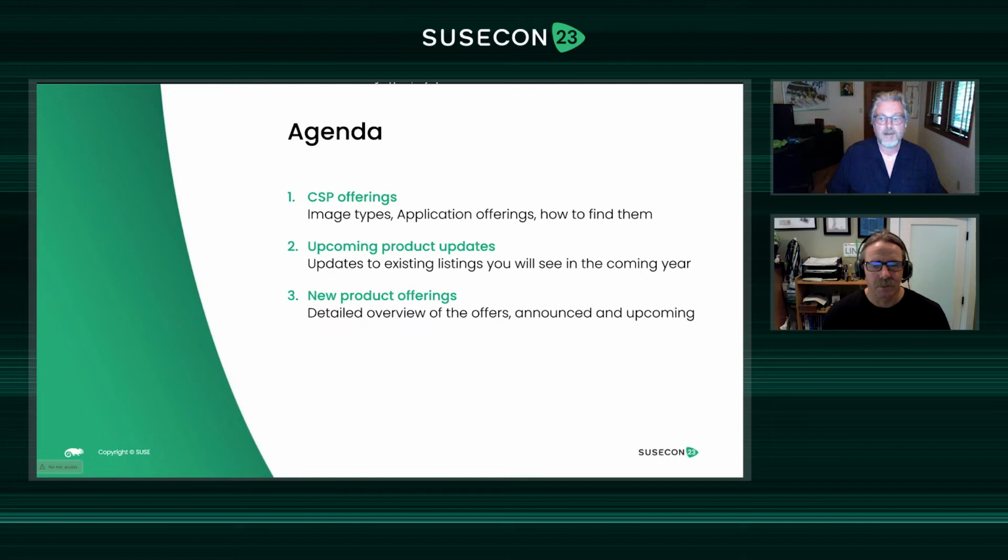So here's the agenda, what we're going to talk about today. First, we'll give an introduction to the various cloud service provider offerings. We'll talk about image types, application offerings, and how to find what we're publishing. Then we're going to take a closer look at the upcoming products, updates, and what brand new things we have in SCORE, and give a more detailed overview about how the new product offerings will work.